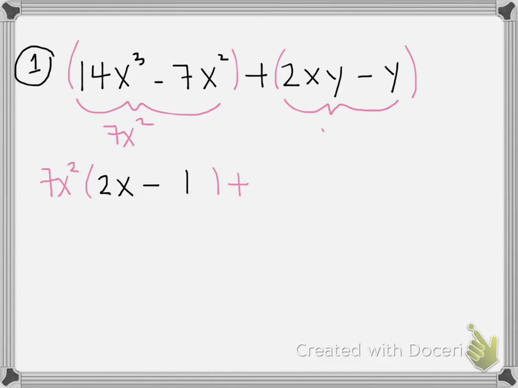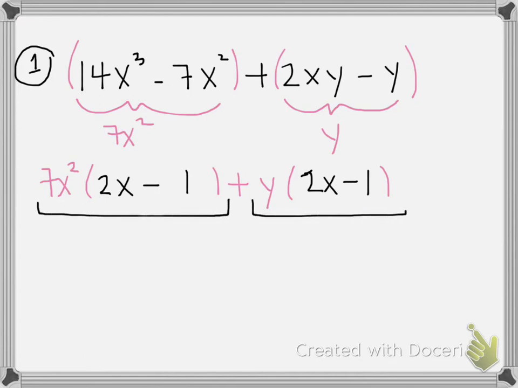In the second grouping, what can you factor out? You can factor out a y. So when you factor that y out, you'll be left with 2x minus 1. So now you have these 2 terms, and the greatest common factor in these 2 terms is going to be this 2x minus 1. So you're going to factor that 2x minus 1 out, and you're going to be left with what's inside: 7x squared plus y.